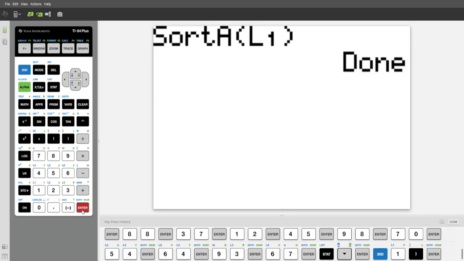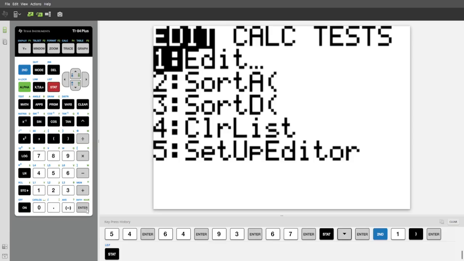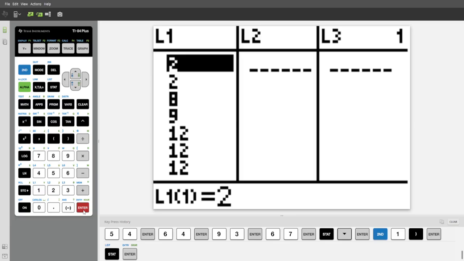So let's see what that looks like. Push Stat and Edit. So as you can see, the numbers are put in order. Now, why do we put it in order? Well, in one of the statistics, the mode to be specific, the TI-84 does not calculate the mode. So you have to find it yourself. And when you put it in order, it's more convenient.